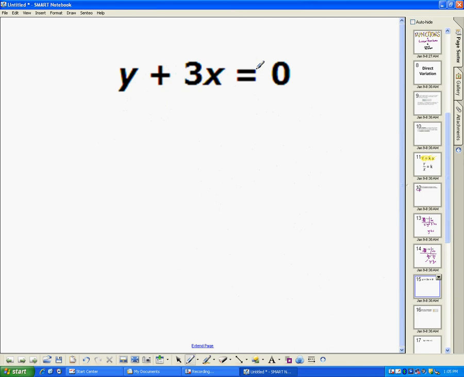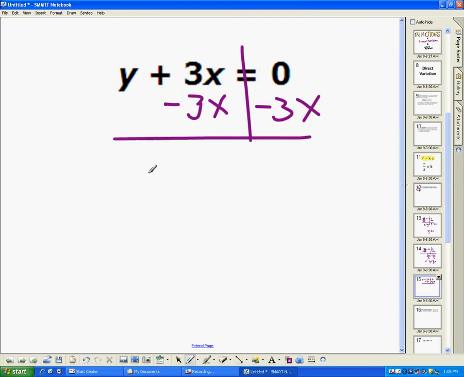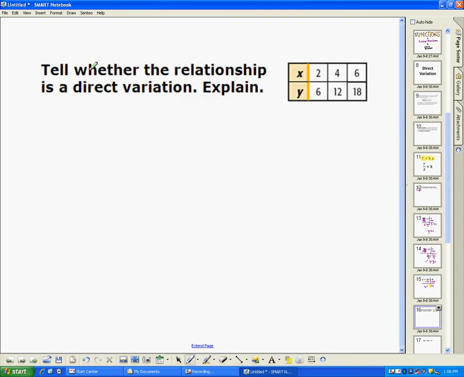Here, because again, it's not written as y equals kx, we're going to subtract 3x from both sides. And so that gives us y is equal to negative 3x. And so this is an example of direct variation where our constant is negative 3. Now you should be able to look at tables and also tell whether or not there is direct variation.